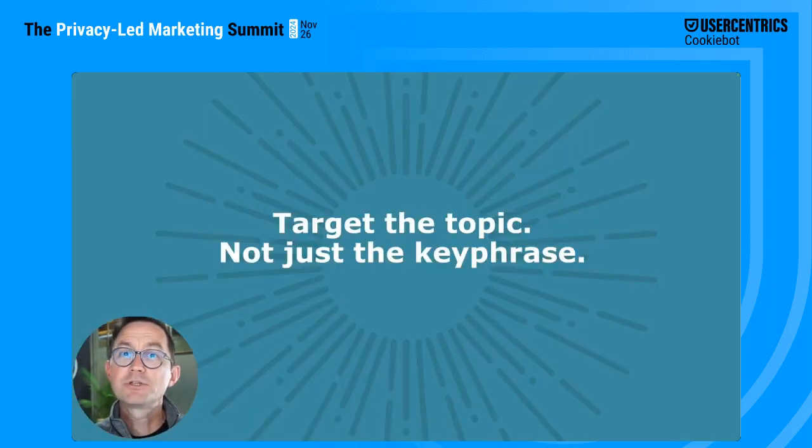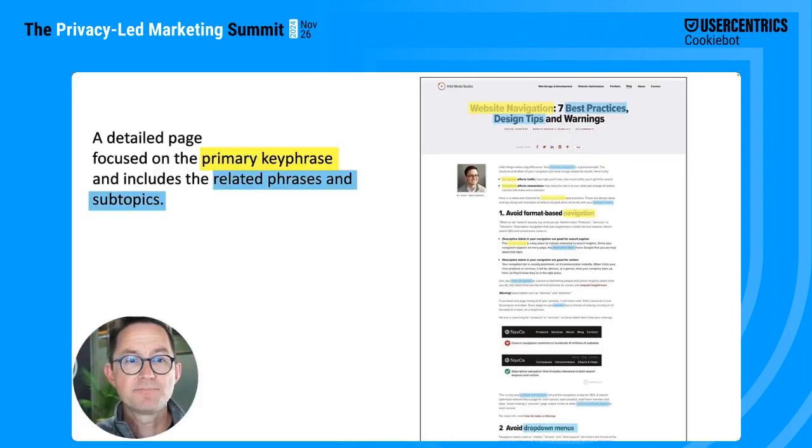But SEO today goes far beyond that into semantic SEO. Our job is really to target the topic and not just the key phrase. So we need to use the semantically related phrases, the adjacent phrases, answer all the related questions, and talk about the related subtopics. So an article about website navigation should mention best practices, design tips, menus, descriptive labels, main navigation, header, all of these things that are related to the topic of website navigation.